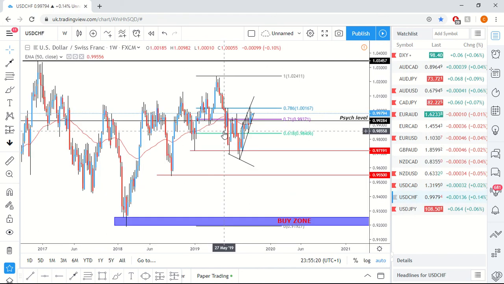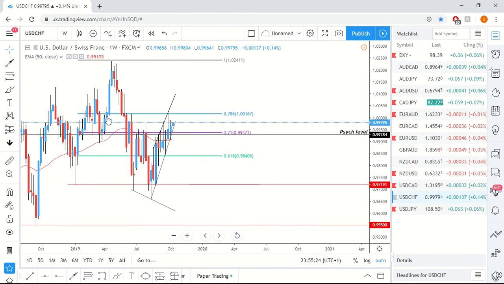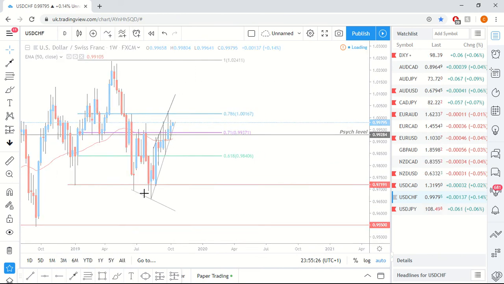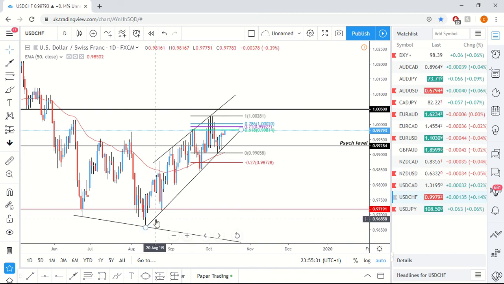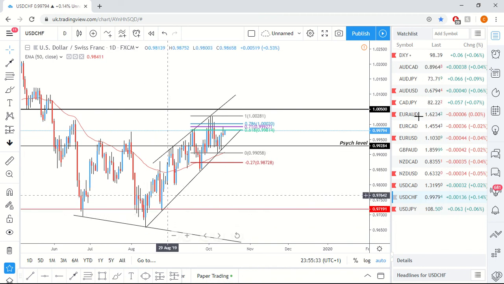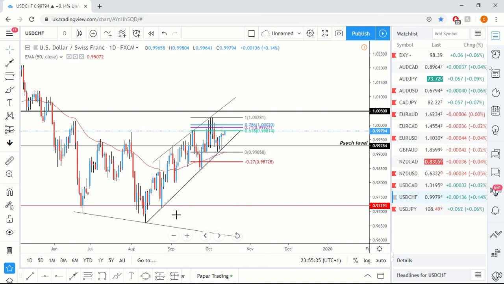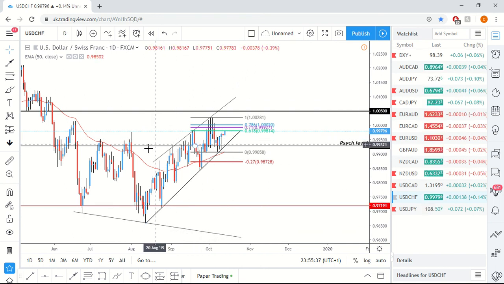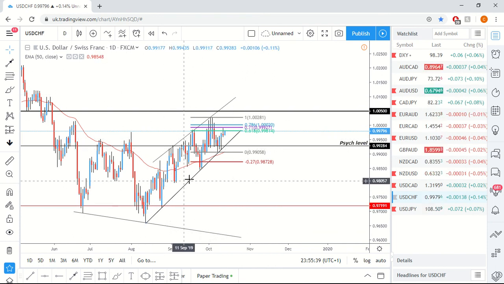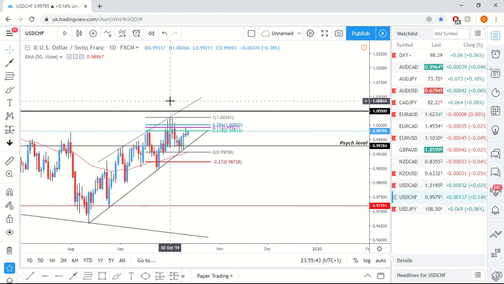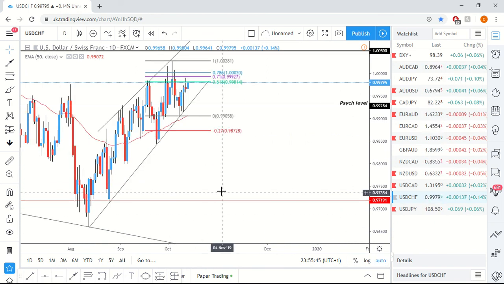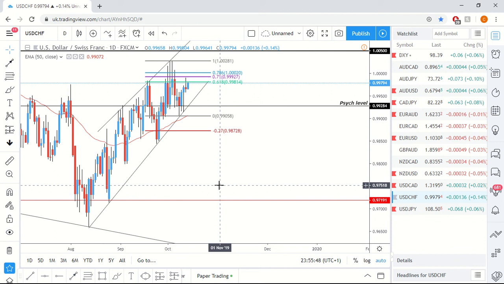Next, got dollar Swiss. I haven't really looked at it the last few weeks, but if we go down to our daily, we can see we're in this channel, so nothing too much to concern ourselves with. We can see we've got a trend line here with a channel here. These two trend lines form this channel, and then price is just bouncing in between. I've not really been too interested in it, but it's quite a popular pair, and it's quite a good reference.